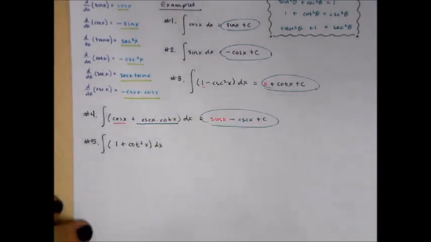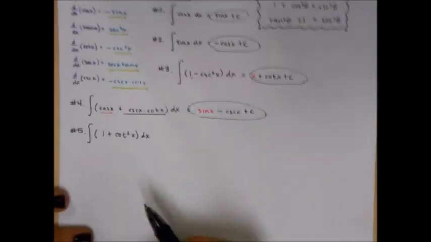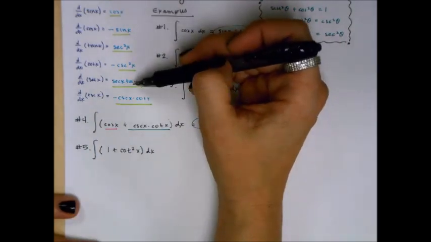So it says integrate 1 plus cotangent squared. So I'm looking to see, well, 1 can be integrated on its own, but what about cotangent squared? Is that one of the values in my list? Cotangent squared is not in my list, so it can't be integrated on its own.